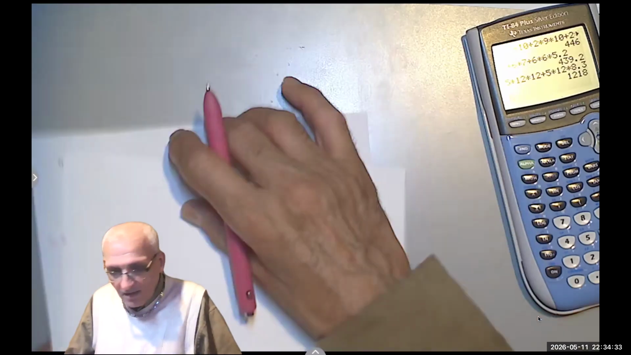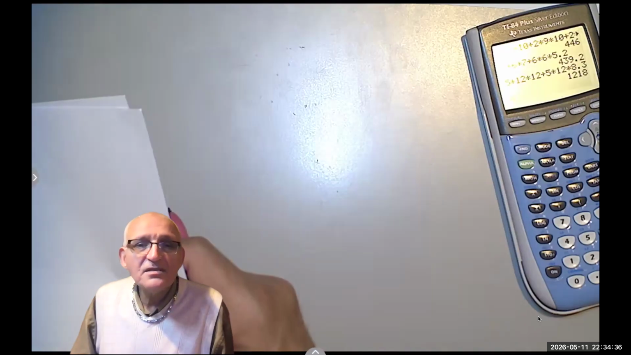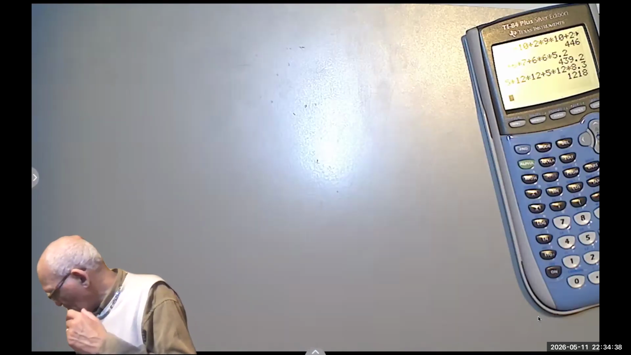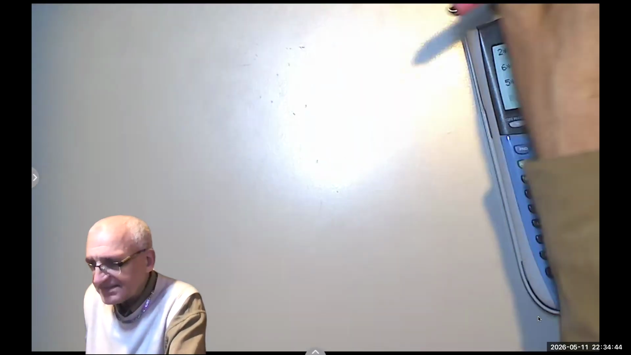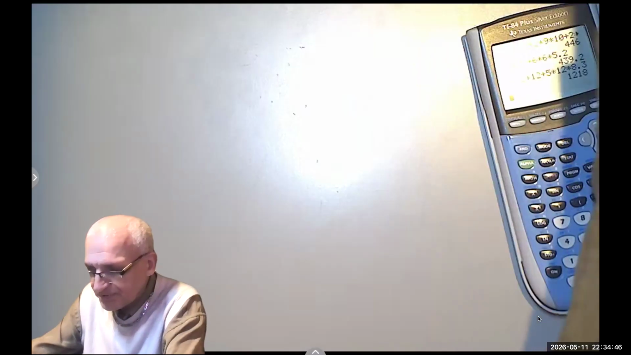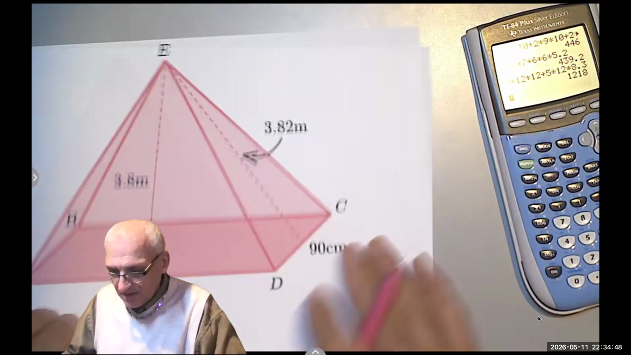Okay. Should I stop here? No, I think I have other stuff to show you. So for example, what if you are given a rectangular or a triangular prism? Like this one is a rectangular prism.